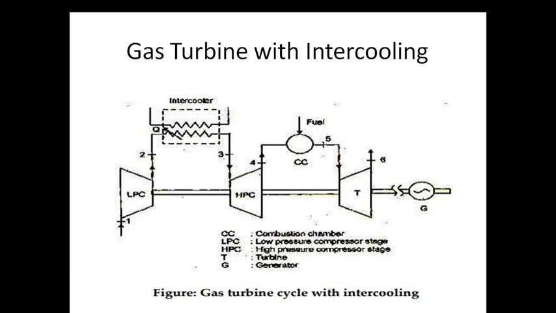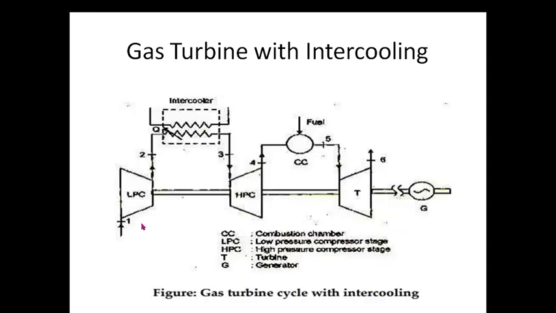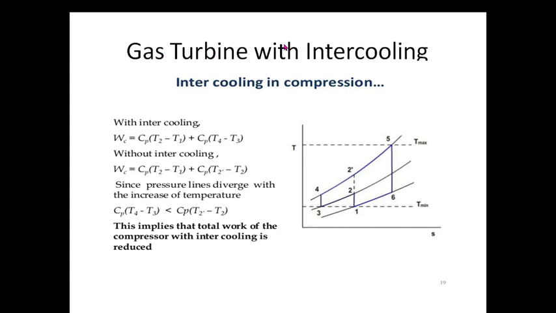The rest of the process is the same, but because of this intercooling, the work needed to compress the gas decreases. If you use a single compressor unit, more work will be required to supply to the compressor. But if we use the intercooler and two separate compressors, first a low pressure compressor and then a high pressure compressor, then less work supplied will be required. The rest of the process is the same.